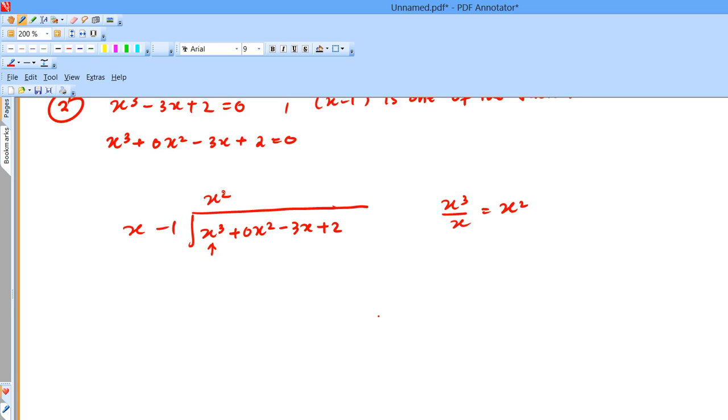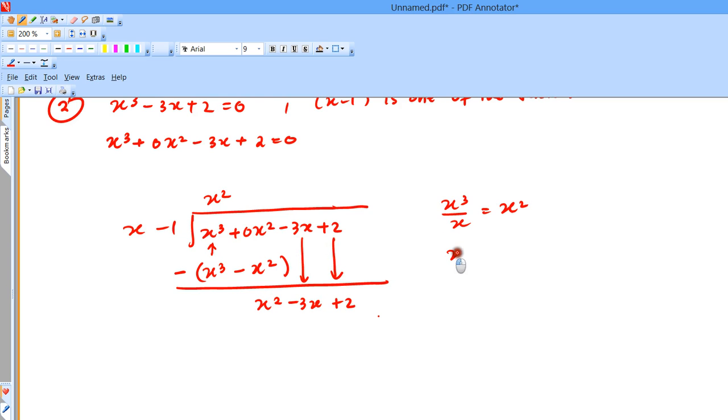So x squared must be multiplied by x minus 1. We get x cubed minus x squared, and then put a bracket here and a negative sign. x cubed minus x cubed equals 0. 0x squared minus negative x squared equals positive x squared. Next, bring down the next term, minus 3x and then plus 2. We need to proceed because the degree of the remainder is equal to 2 and the degree of the divisor is equal to 1. So x squared over x equals x.